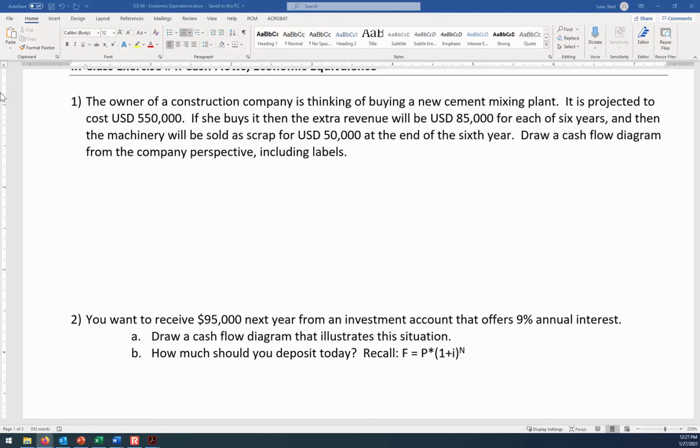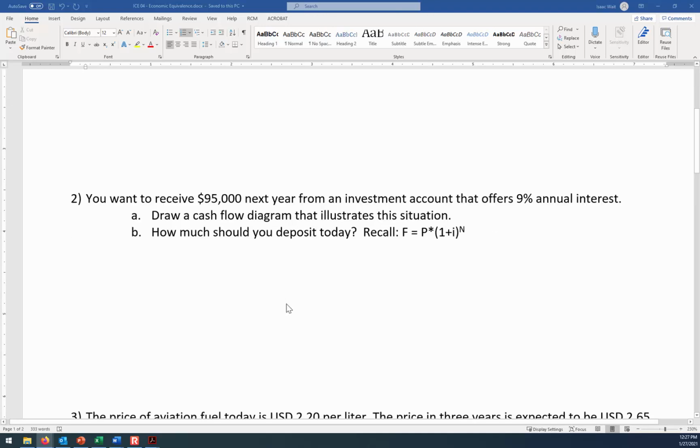Okay, problem 2. You want to receive 95,000 next year from an investment account that offers 9% annual interest. So draw the cash flow diagram and calculate how much you should deposit today. This is real similar to one of the examples we've already looked at today. Let me give you a moment to represent this situation as a sketch and do the calculation. When you've got the answer, type it into the chat box, your guess for the present amount that you need to deposit.